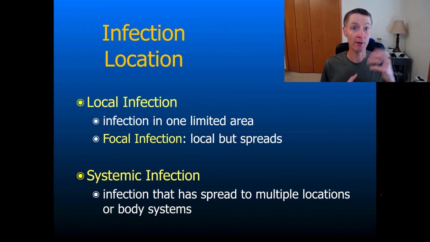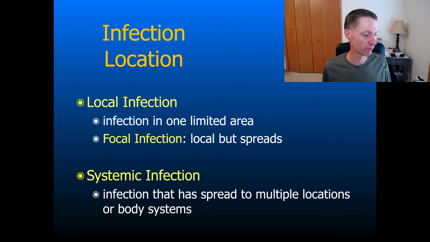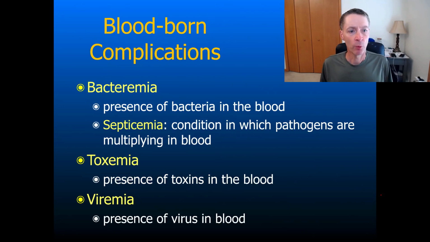At the point that it traveled to other places, we'd say you have now a systemic infection, one that has spread to multiple locations, okay? Or body systems, right? So it could go from digestive to respiratory or something like that. All right, what are some blood-borne complications then when something does get into the blood? Well, we talk about different things getting into the blood with -emia at the end, indicating it's in the blood, right? So bacteremia, well, bacteria are in the blood.